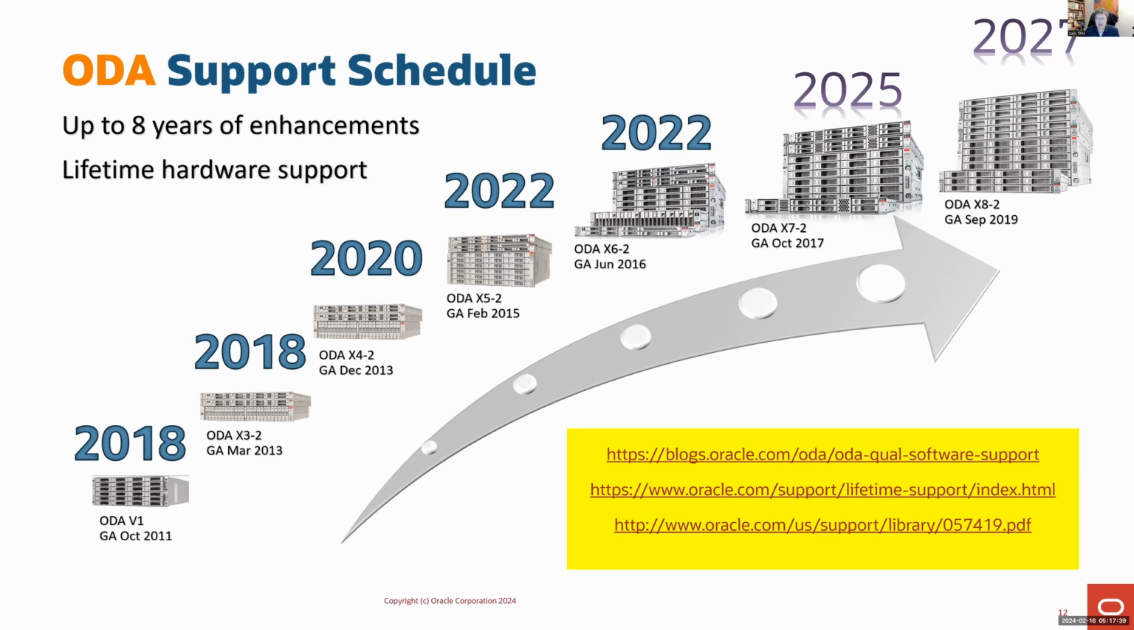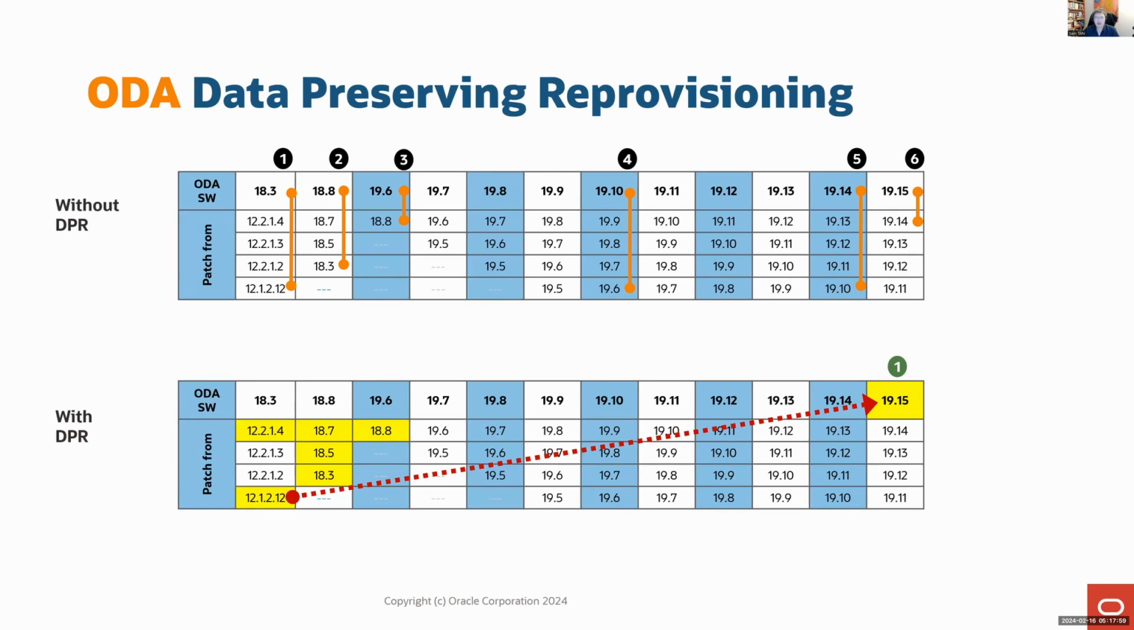This is not just me saying it. On the screen here are URLs where you can go and look that actually officially tell you what I'm saying is true. You will get the longest support life for these products compared to any other vendor. All you have to do is update the software and you will get the new features. But how do you update the software?